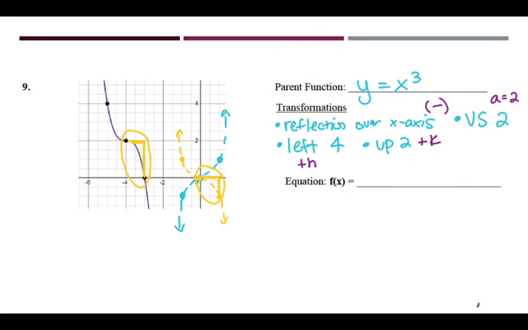Okay, writing the equation. F of x equals negative 2 times x plus 4, cubed, plus 2. And that would give us the negative is the reflection, the 2 is the stretch, plus 4 is going to be to the left 4, and plus 2 is going to be moving up 2 units.